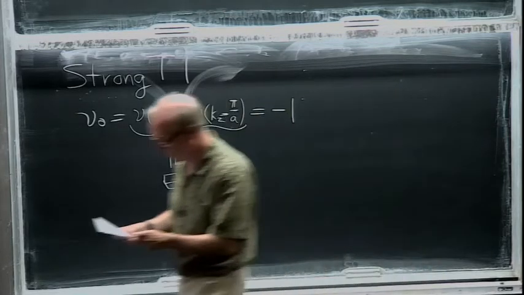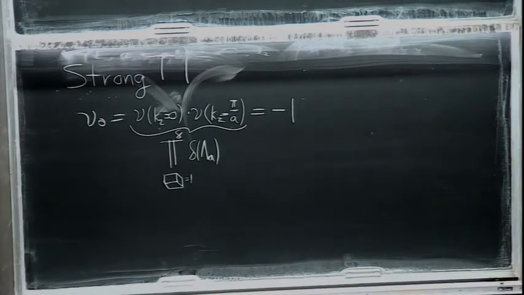So what you can see is that we had the possibilities for the trivial insulator. Of course, in the trivial insulator, all of the nus are trivial, equal to plus one.